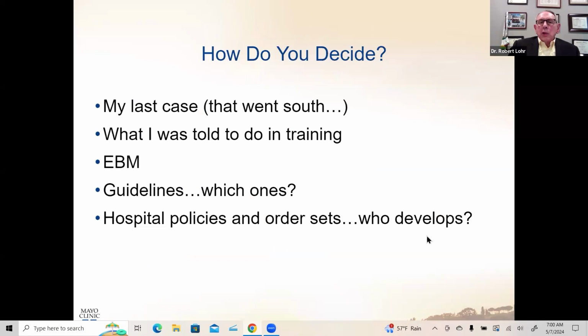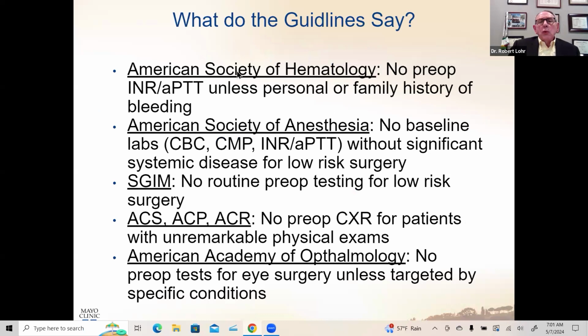Well, how do you decide, how your last case was, which wasn't well? So you're going to order everything in the book, what I was told to do in training, evidence-based medicine and guidelines, but which ones? And then there's the ever-present hospital policies and order sets, and when were they revised last, and who did the development of them? So what do the guidelines say?